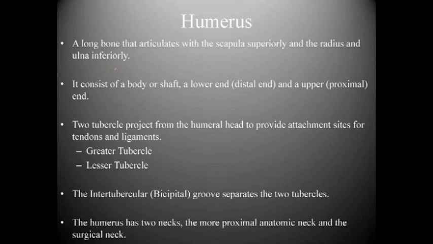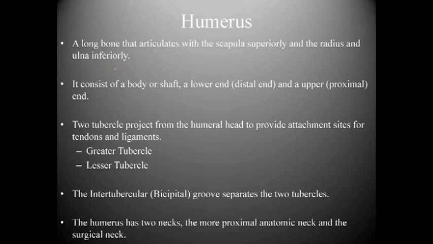So that brings us to the humerus. The humerus we find is a long bone that articulates with the scapula superiorly and the radius and ulna inferiorly. So it's a very long bone. It consists of a body or shaft, a lower distal end, and an upper or proximal end.